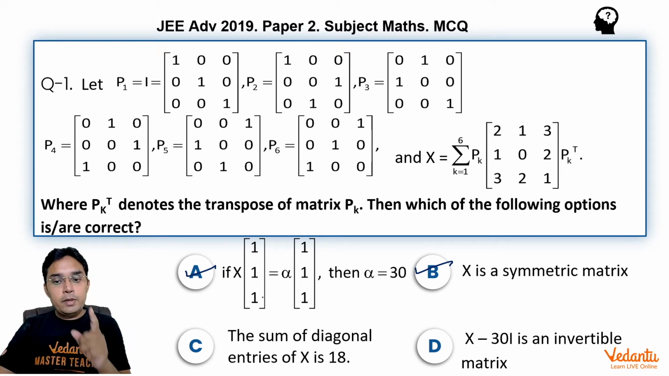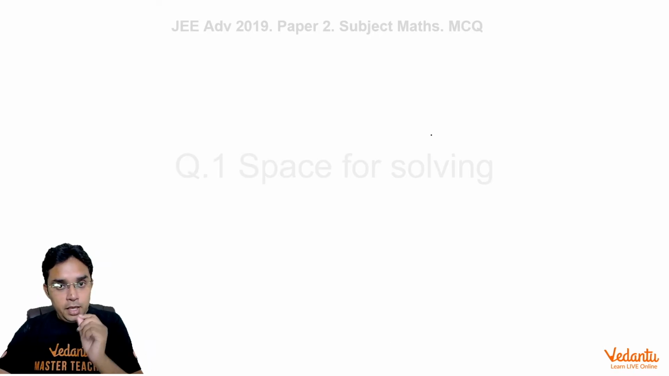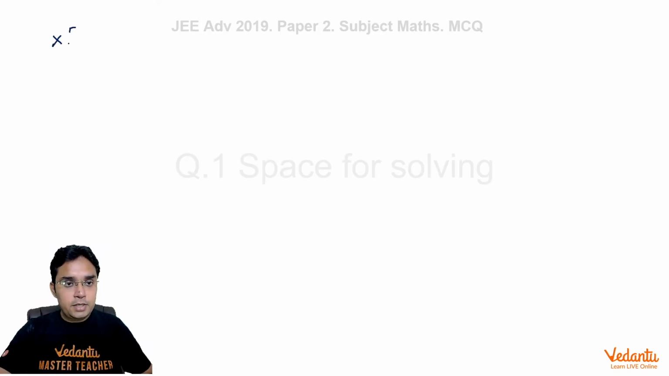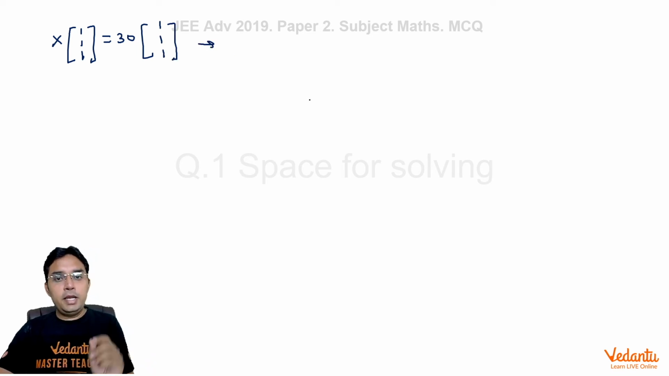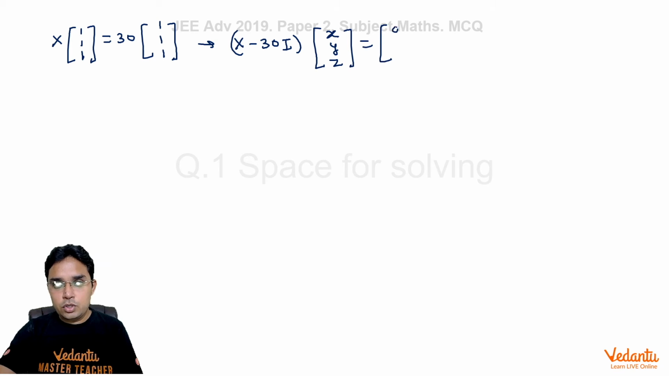Now I am coming to the D part, because this D part is a direct consequence of the A part only. Let us see how. In the A part we proved that X into [1 1 1] is equal to 30 times [1 1 1]. If I bring this 30 times [1 1 1] to the left hand side, it will become (X minus 30I) into [1 1 1], but I am writing this as small x y z equal to [0 0 0] on the right hand side.